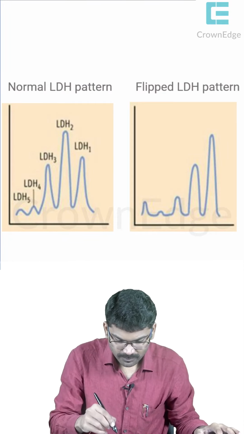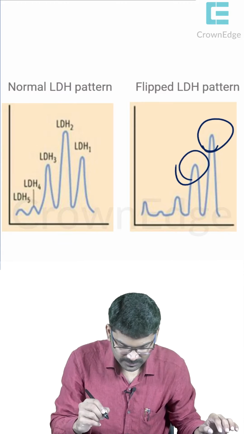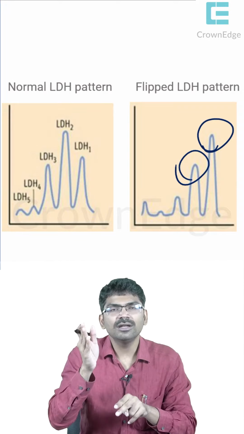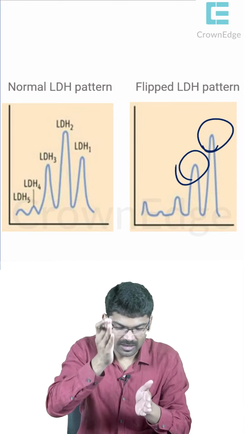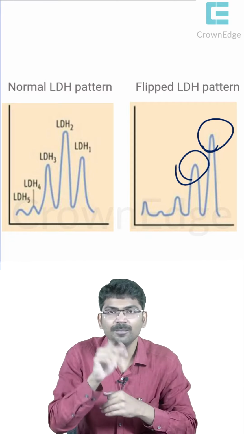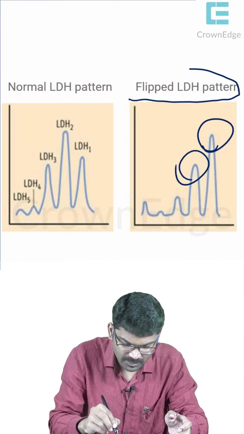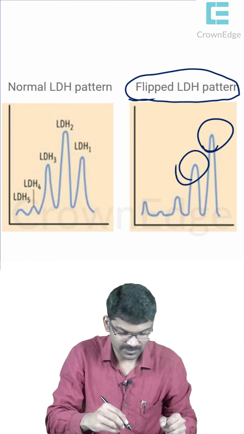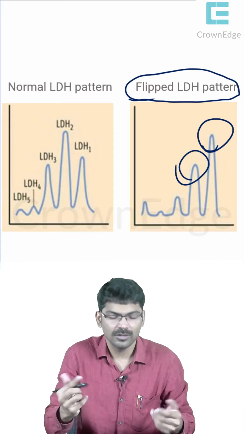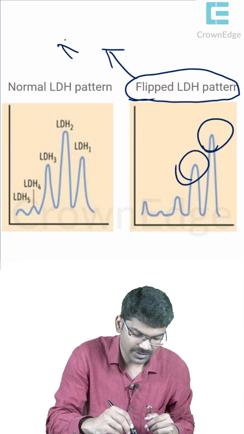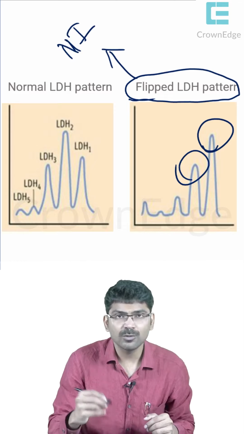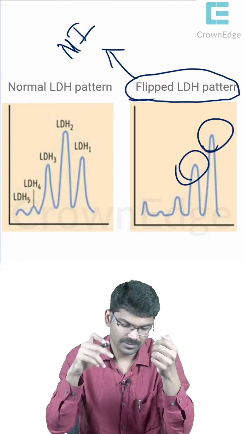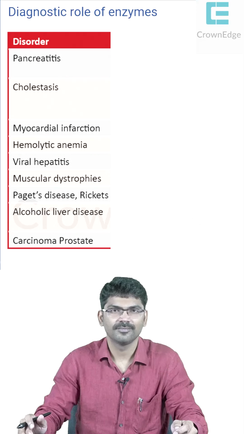Look at this. This is the flipped LDH pattern. In the flipped LDH pattern, what is happening? LDH1 is getting higher. The level is flipped. Can you see? This is called flipped LDH pattern. Important MCQ: flipped LDH pattern will be seen in which disease? Very simple. See, 1 is becoming higher than 2, so it will obviously be myocardial infarction. Right? LDH1 belongs to which compartment? Cardiac muscle compartment. So it's myocardial infarction.